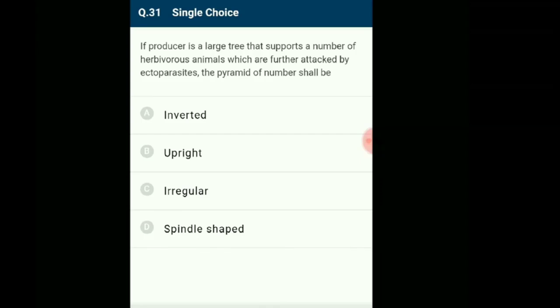The given condition shows a parasitic food chain where one primary producer supports numerous parasites which support more hyperparasites. Hence, the pyramid of number would be inverted. So the answer is option A, inverted.